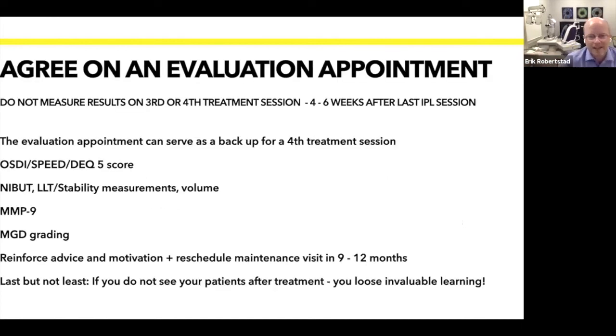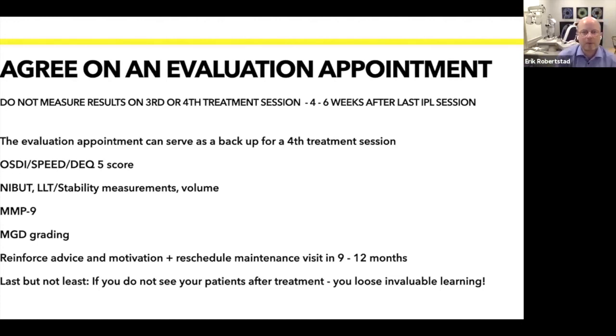Always agree on an evaluation appointment. You need to see people back. If you don't do this, you will lose the opportunity to really gain experience. You have to know whether your treatment actually worked or didn't work, and the best way of doing that is to get people back to you. So I would schedule them back 4 to 6 weeks after the last treatment. The added benefit is that if you feel that you need a 4th or a 5th treatment, then you can always change it and do that treatment and then reschedule another evaluation appointment.